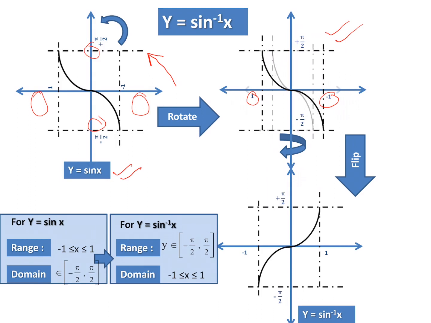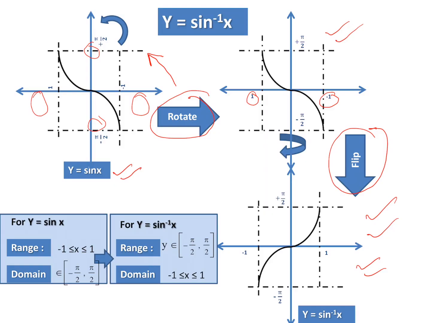Isn't it cool? Now you see the final graph looks something like this. So I have done two steps. First is to rotate the graph and second is to flip the graph. Only two steps, rotate and flip. So this is the final graph of sine inverse x.